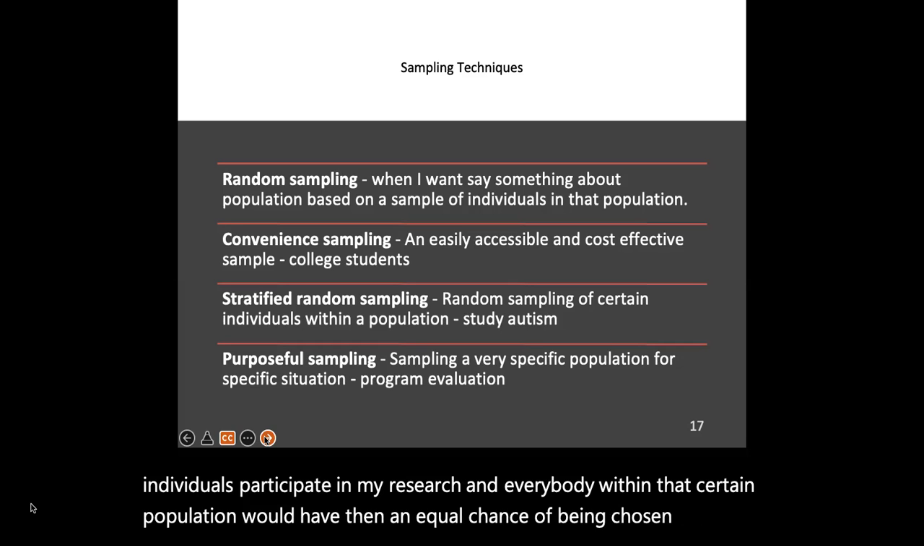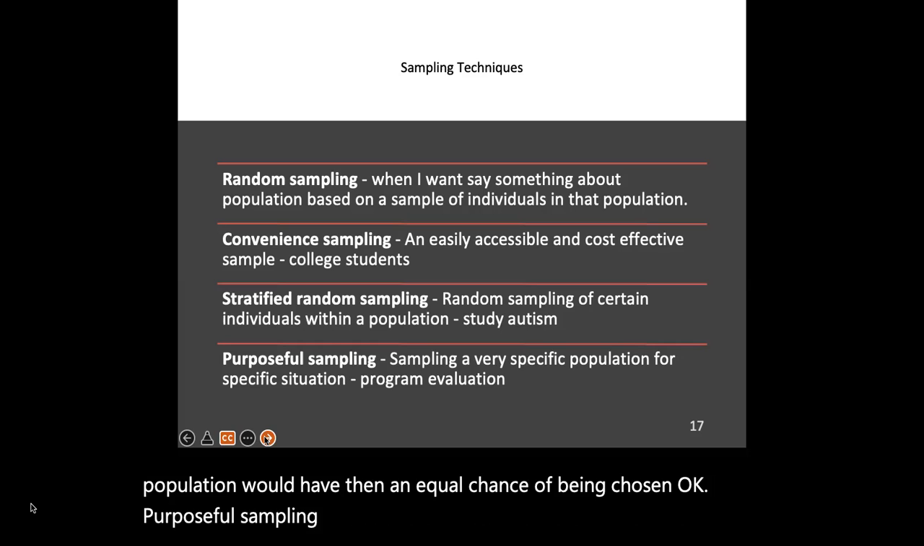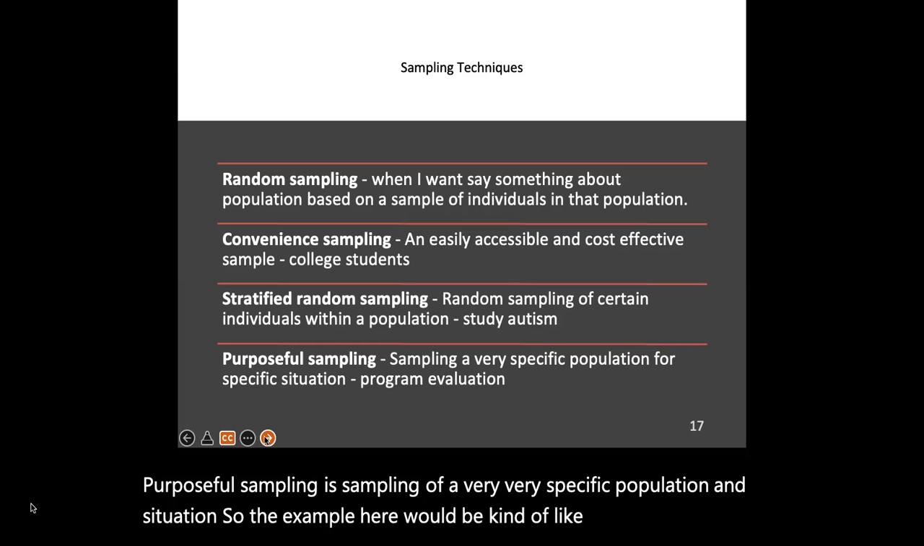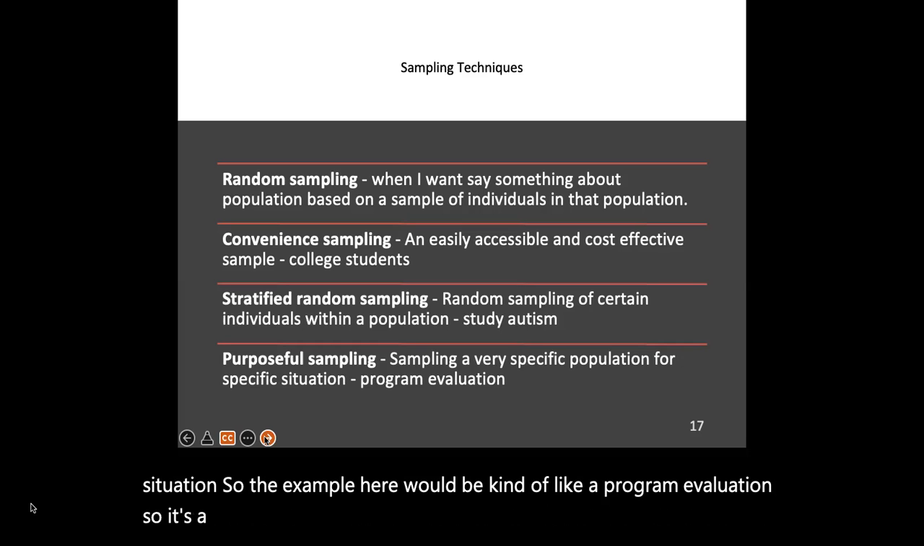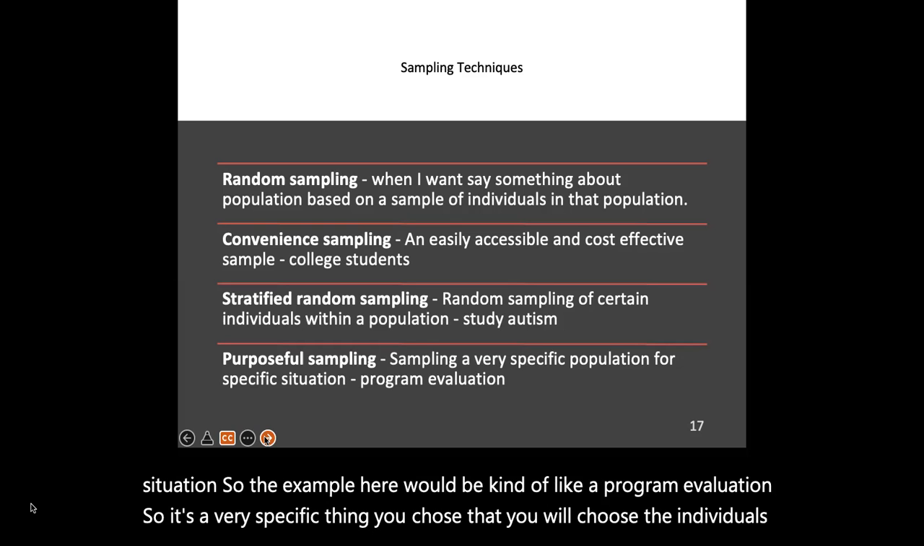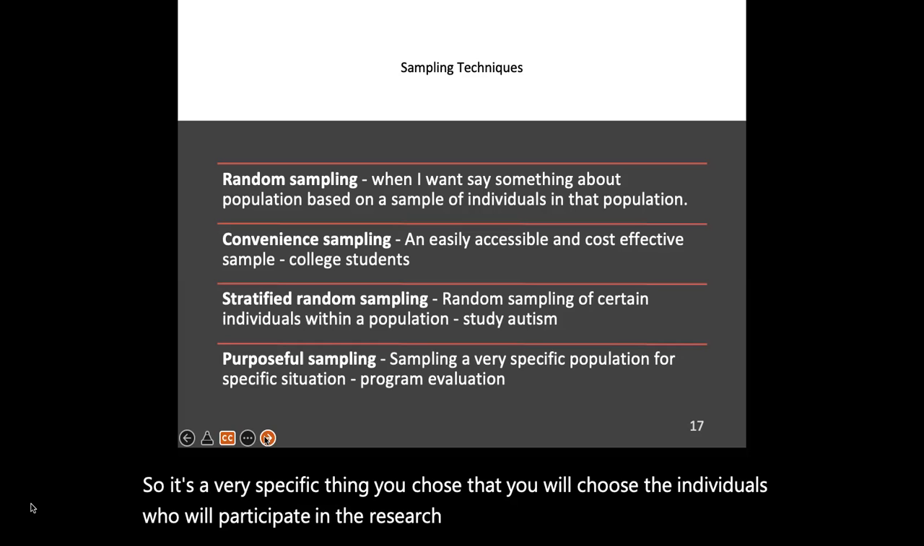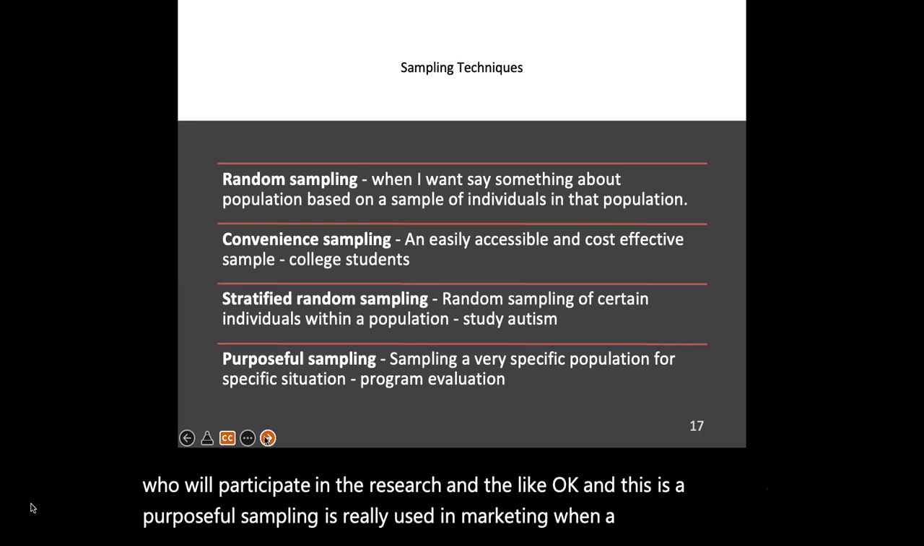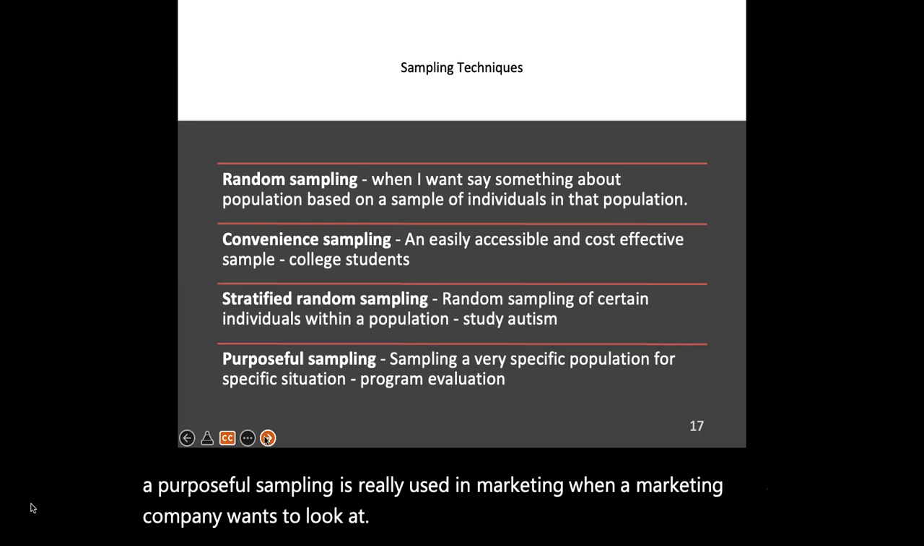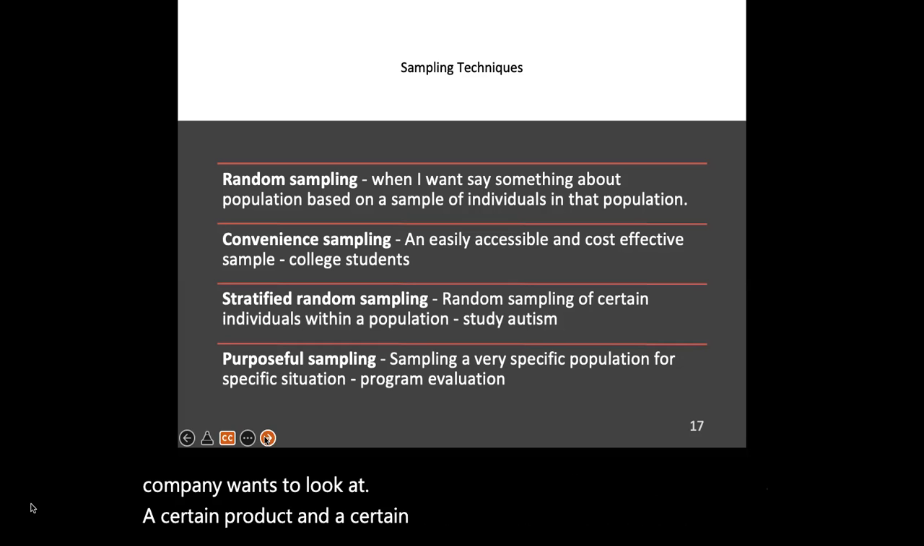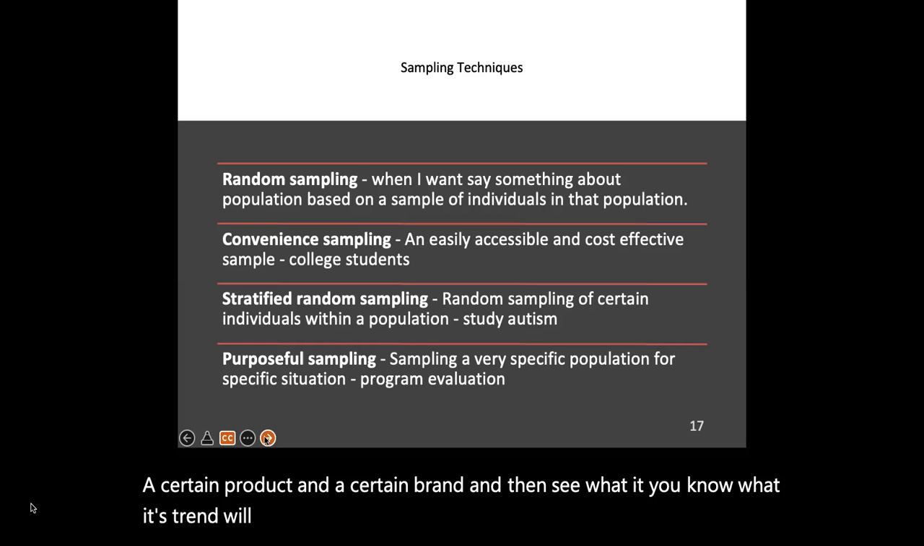Okay. Purposeful sampling is sampling of a very, very specific population and situation. So the example here would be kind of like a program evaluation. So it's a very specific thing. You will choose the individuals who will participate in the research and the like. This is really used in marketing when a marketing company wants to look at a certain product and a certain brand, and then see what its trend will be in selling towards certain populations.